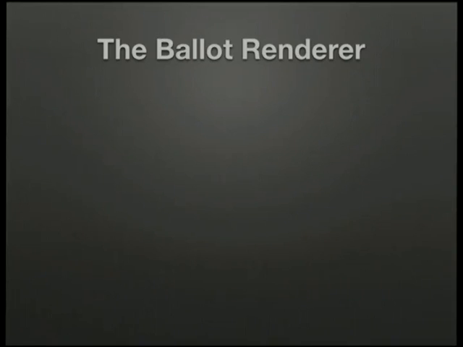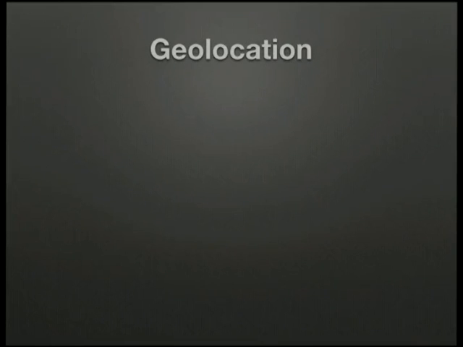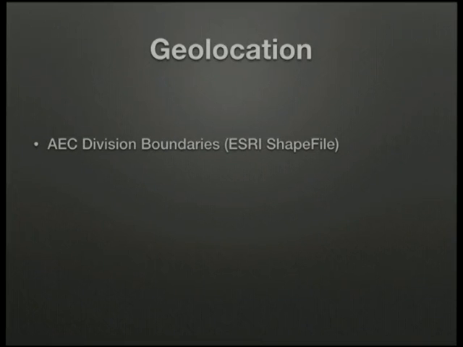The ballot renderer was, seeing if this is familiar to anyone, again Python ReportLab and that type of thing. The geolocation support, I don't know whether to credit Pia Waugh for this or someone else, but the AEC actually has the entire division boundaries map as an Esri shapefile under a Creative Commons license.